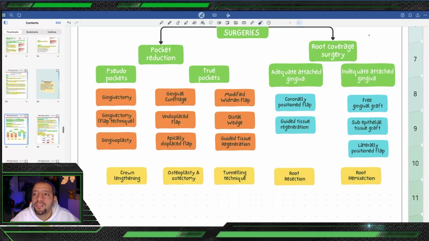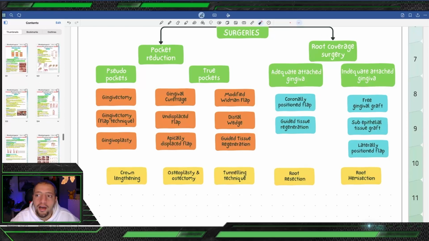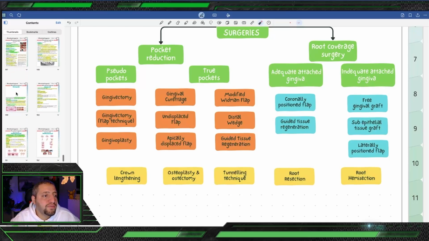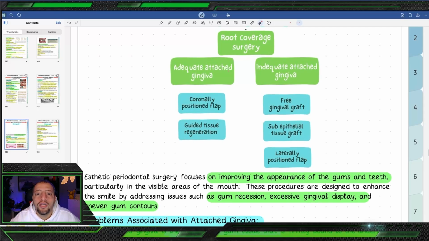Finally, we are going to discuss root coverage surgery. And this is mostly for aesthetic reasons. We are going to divide it initially by adequate attached gingiva. When we have adequate attached gingiva, we can do GTR, and I showed you some pictures: coronally positioned flap with GTR to cover a recession over a canine, or coronally positioned flap to cover a recession somewhere else. And if we have inadequate attached gingiva, we are going to use a free gingival graft, subepithelial graft, or laterally positioned flap.